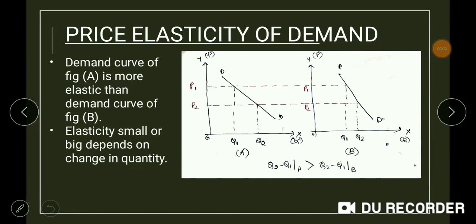When we say that a good is more elastic, we mean that the degree of responsiveness of that good due to a unit change in price is higher. So whether the elasticity is small or big depends on the change in quantity. If the change in quantity demanded is higher due to a unit change in price, then that good is said to be more elastic. Now consider the two figures, figure A and figure B. Here there are two demand curves and the price of the good has decreased from P1 to P2 by the same unit. We see that in figure A, the quantity demanded increases by a greater extent than that in figure B. So we can say that the demand curve for figure A is more elastic than the demand curve for figure B.